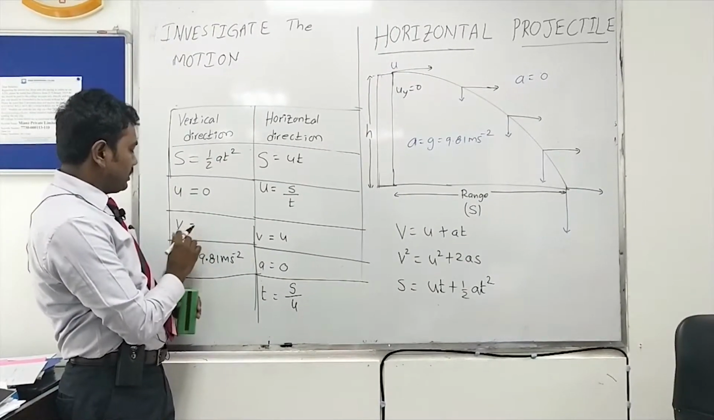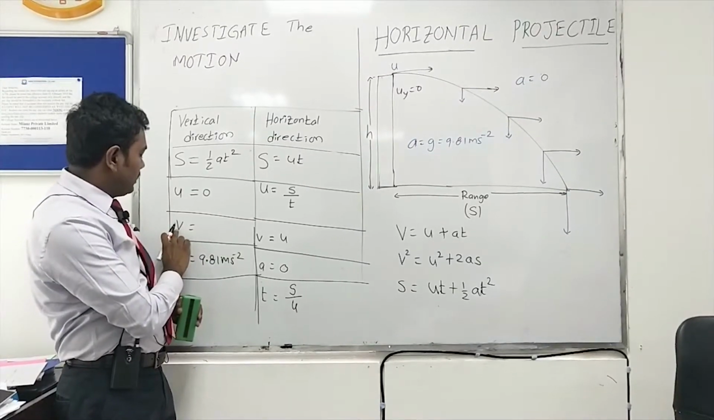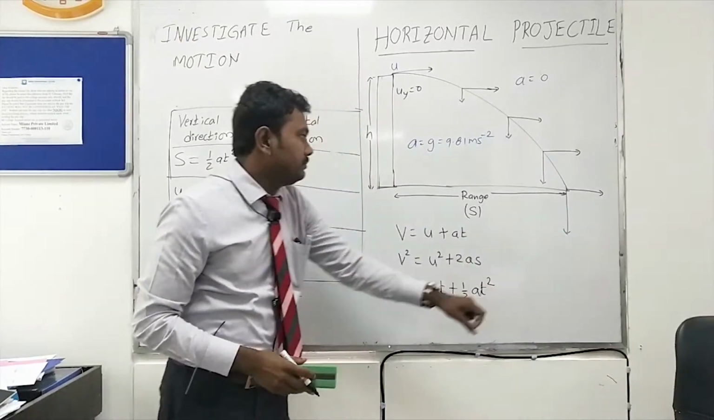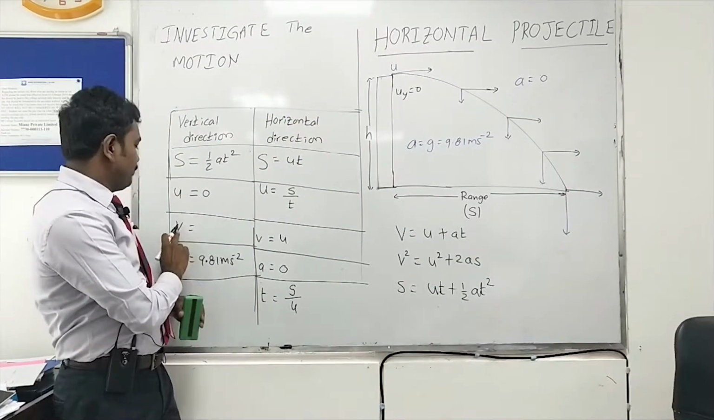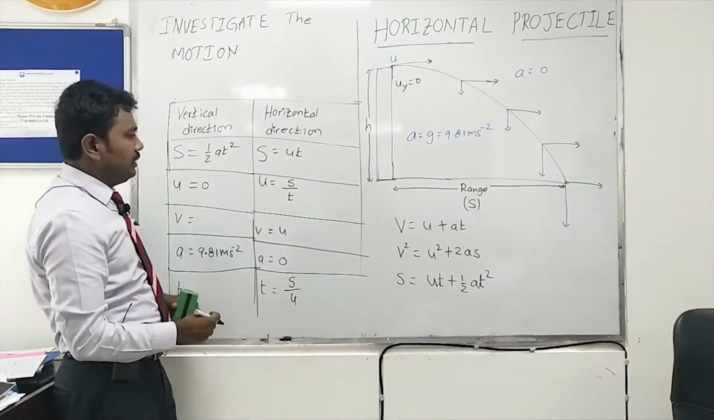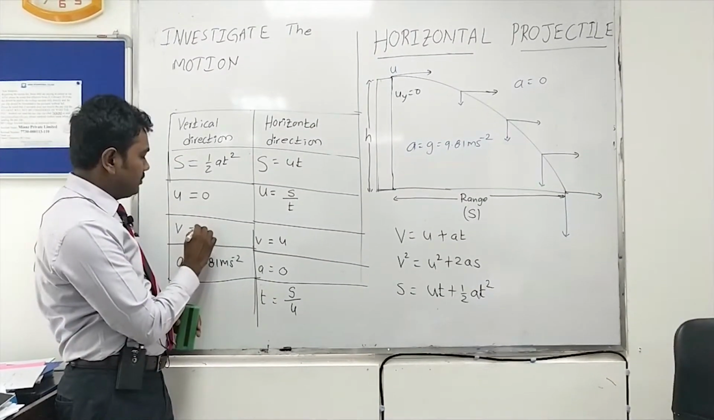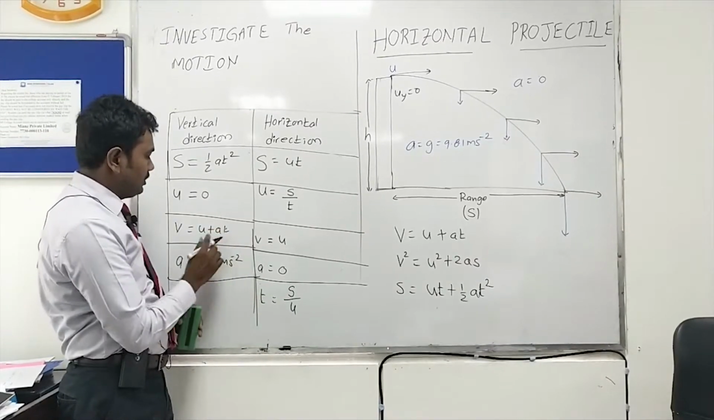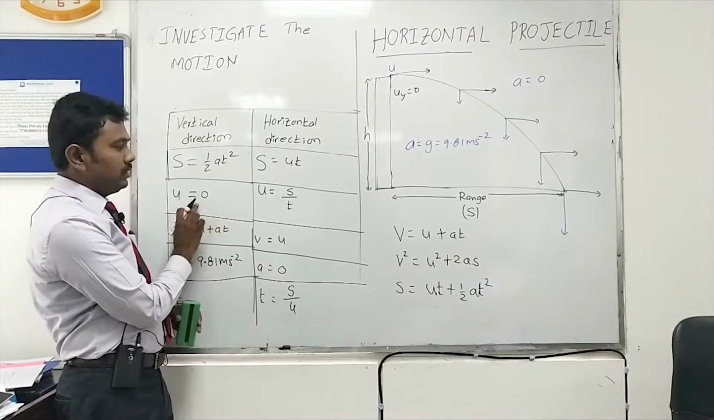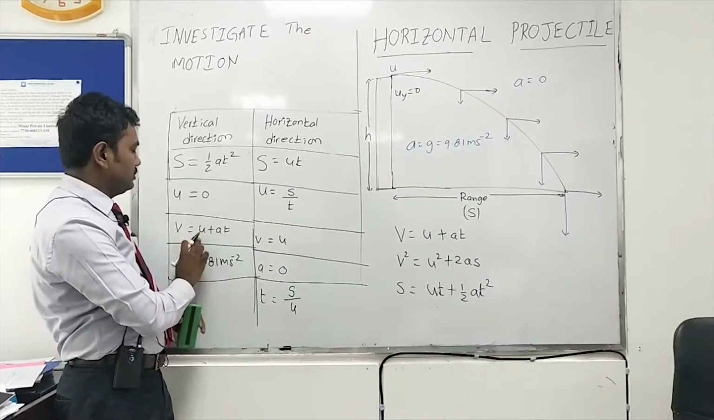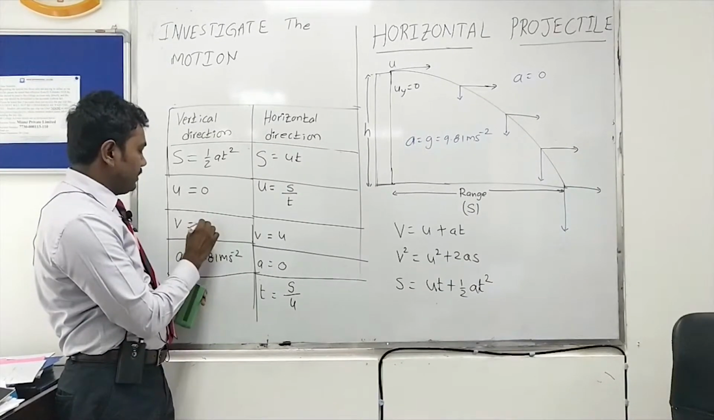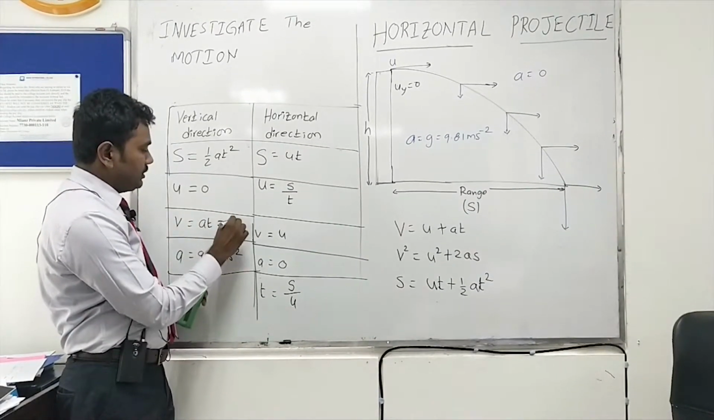The next one, we shall write the equation for the final velocity in the vertical direction. We can use any of these formulas, u plus at. If I use the first formula, v equals u plus at. In this one, my initial velocity u is becoming 0. So I can write the formula as v equals at, which is the same as gt also.